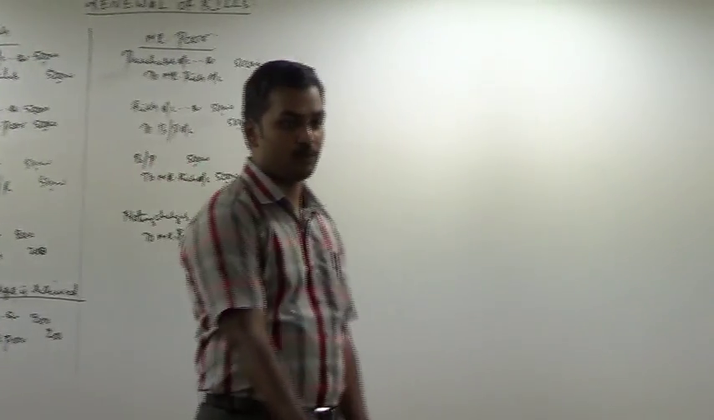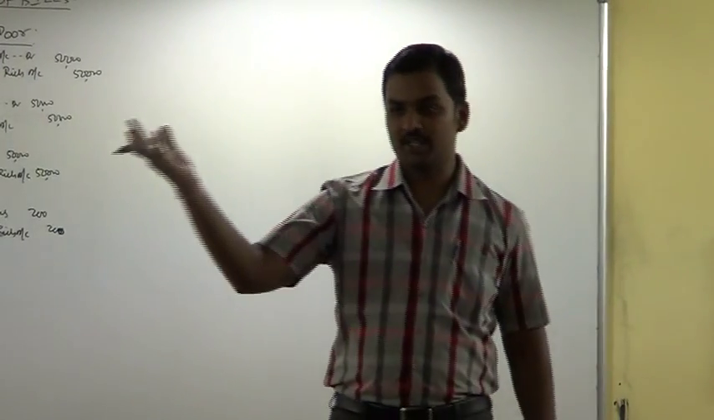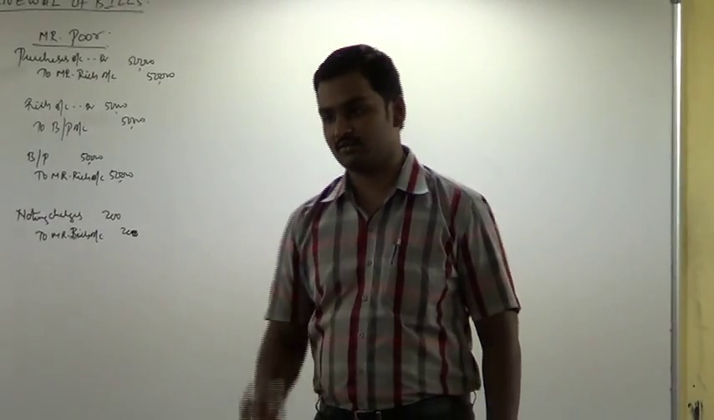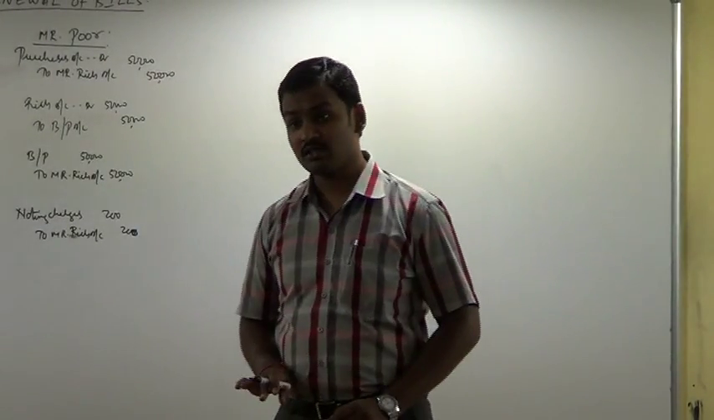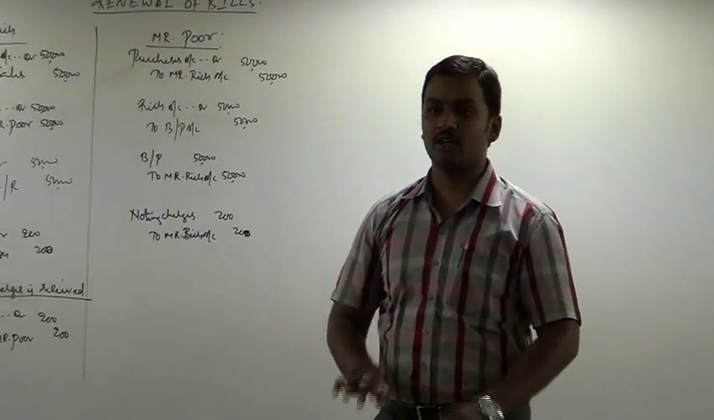What is the entry in the books of Poor? He is paying cash. To whom is he paying cash? Mr. Rich. What is the entry he is going to write? Mr. Rich account debtor to cash account. Will he again write notice charges to cash? No. Here he wrote notice charges to Rich. Again he will write notice charges account debtor to cash account?